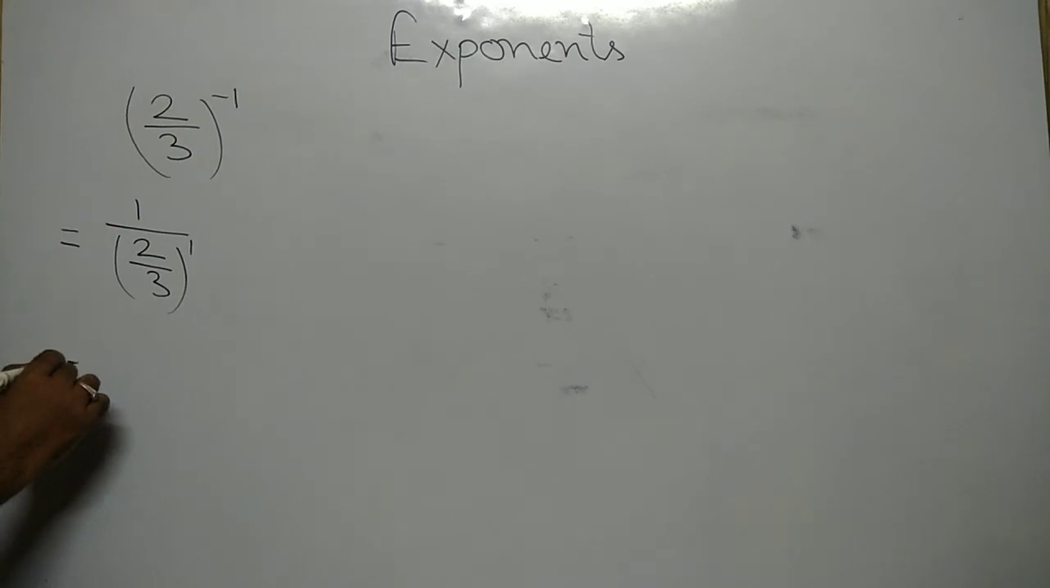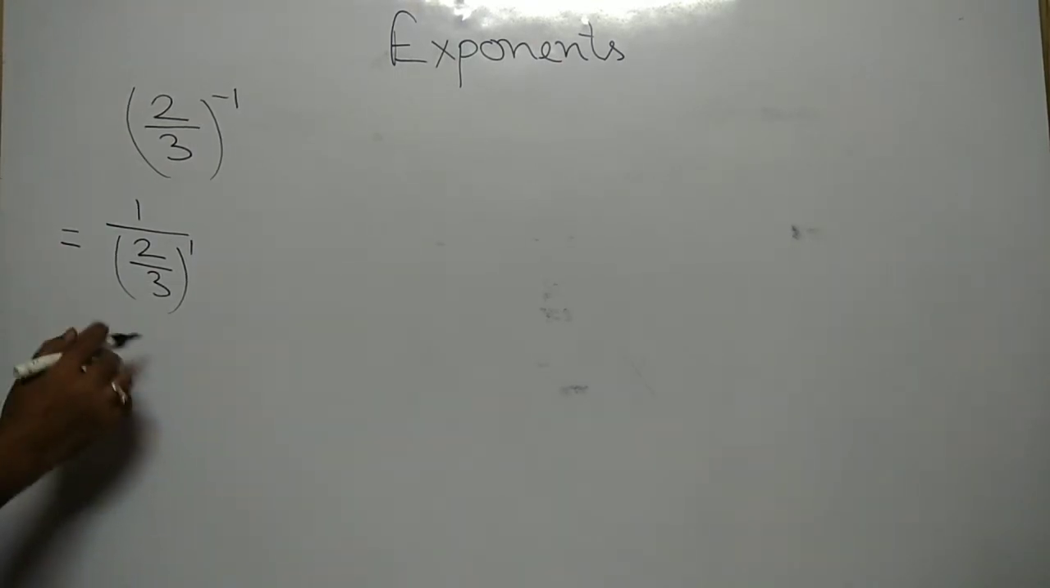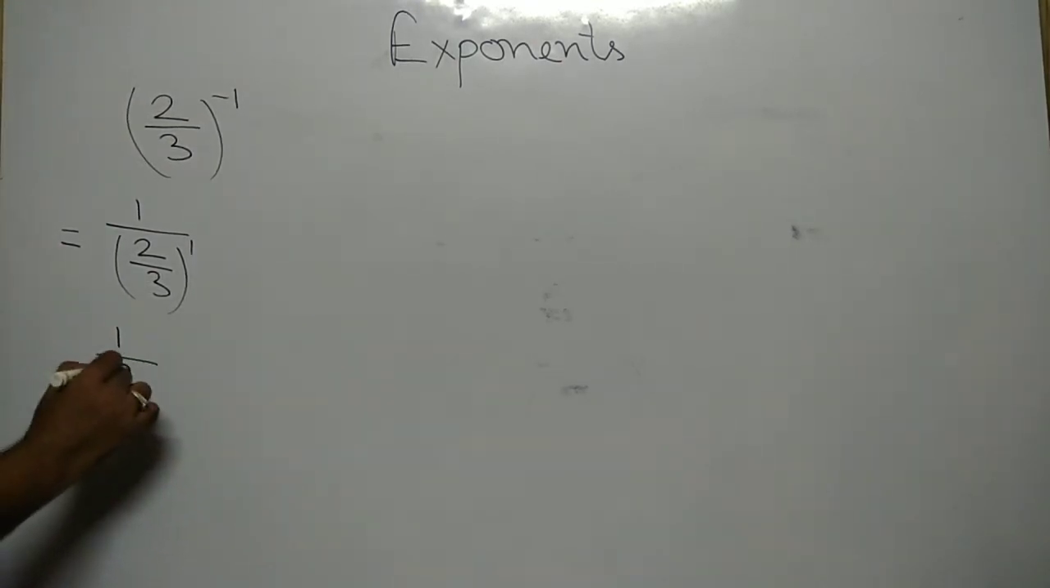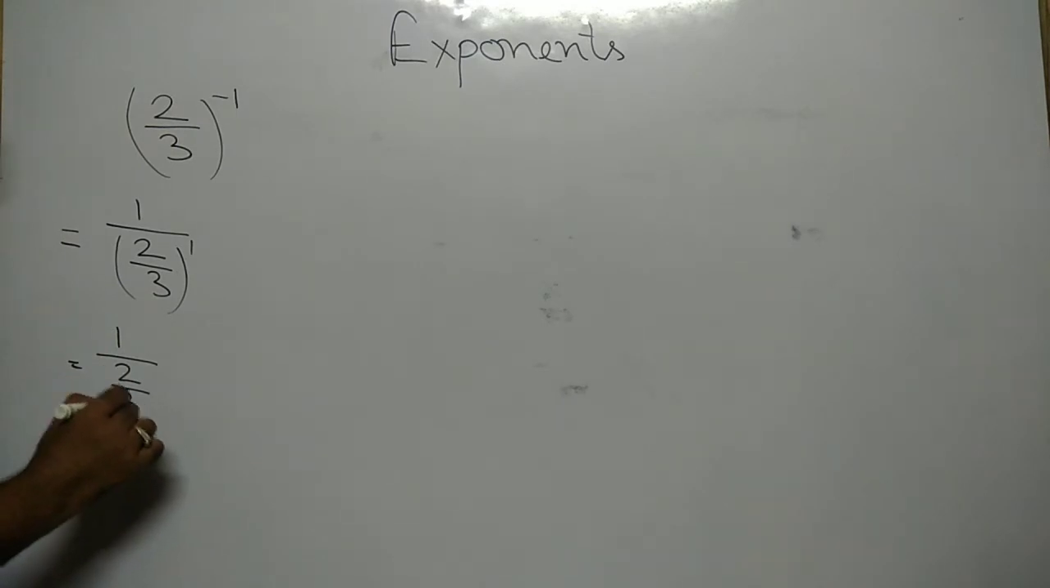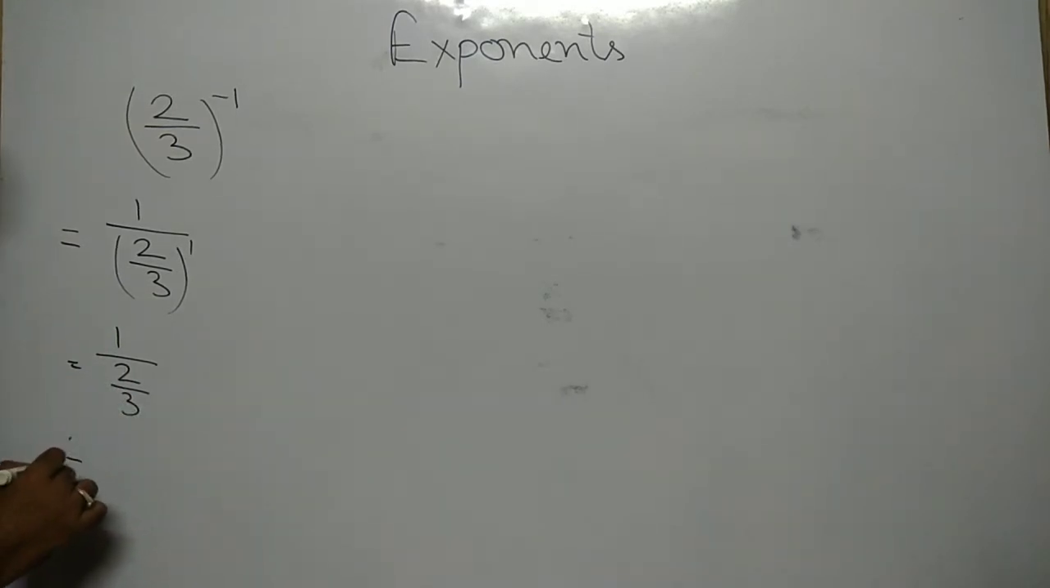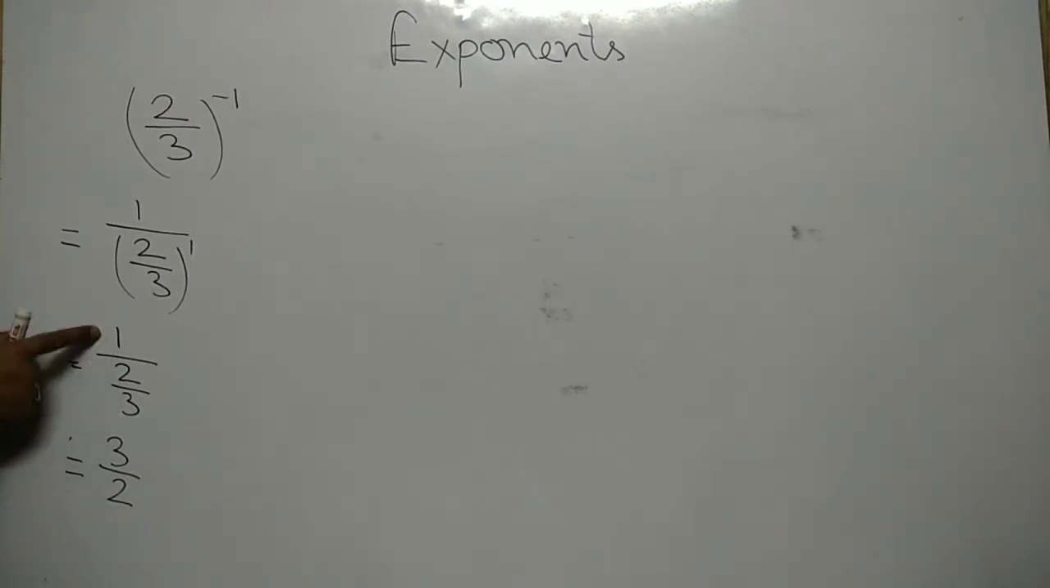Clear? Here we can write down 1 upon 2 up 1 whole 2 upon 3, or we can write down over here 3 upon 2. Hope now you can easily understand why this equals 3 upon 2. This 3 moves to the numerator part to remain at this place. It's 3 upon 2.